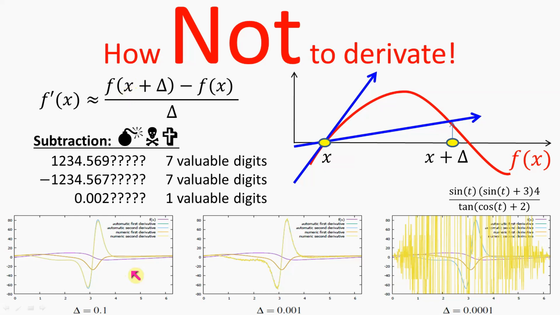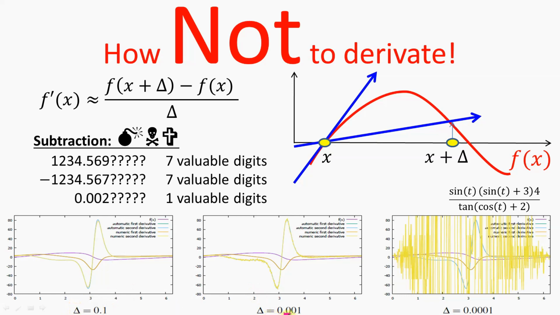Let's see what it means when derivatives are computed. I have taken this not too complicated function and computed the first and second derivatives analytically and also with this numerical derivation scheme. When this delta is 0.1, we can see that the approximation is quite good except at those locations where the curvature is very high. So let us reduce this delta step.